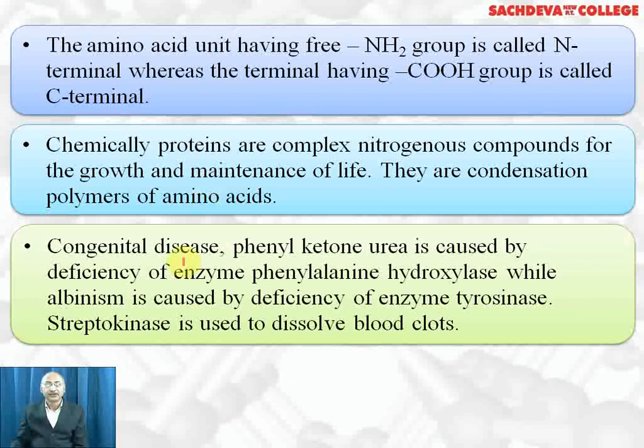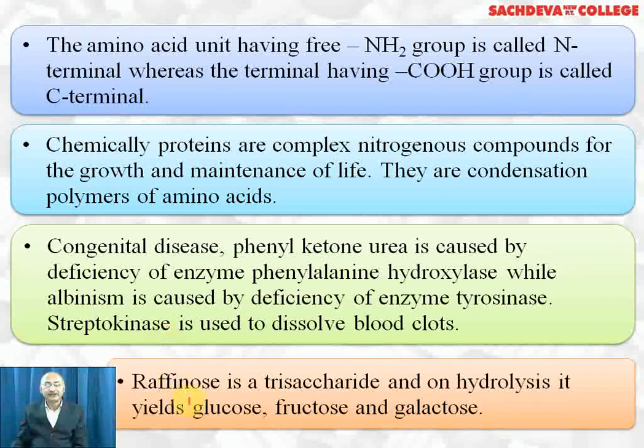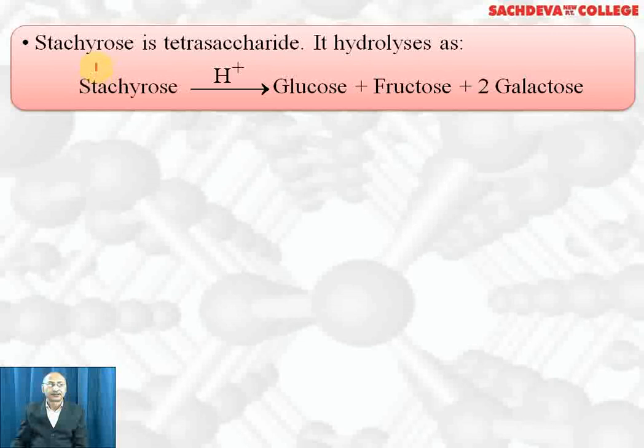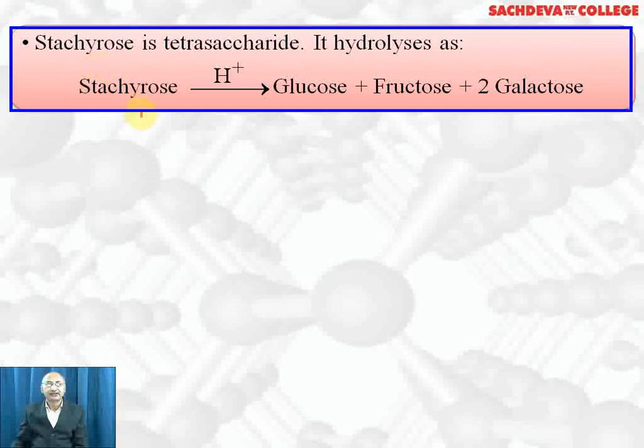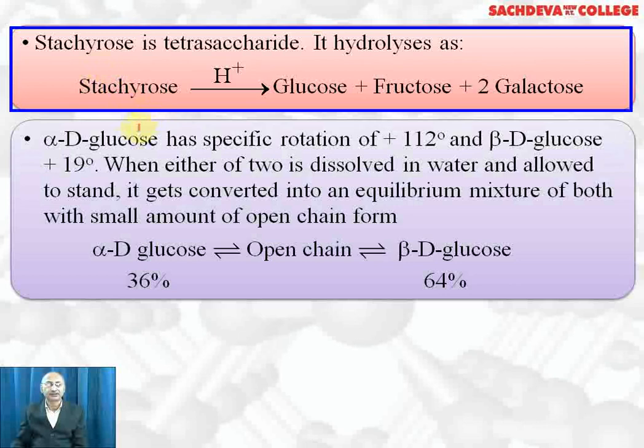The congenital disease phenylketonuria is caused by deficiency of the enzyme phenylalanine hydroxylase, while albinism is caused by deficiency of the enzyme tyrosinase. Streptokinase is used to dissolve blood clots in case of heart attacks. Raffinose is a trisaccharide and on hydrolysis it gives three monosaccharides: glucose, fructose, and galactose. Stachyose is a tetrasaccharide. On hydrolysis it gives 1 mole of glucose, 1 mole of fructose, and 2 moles of galactose. Hydrolysis is carried out in the presence of dilute acid or HI.